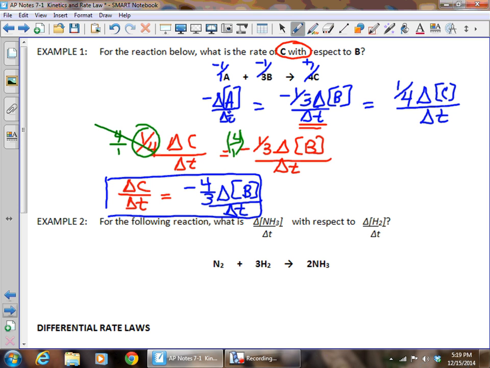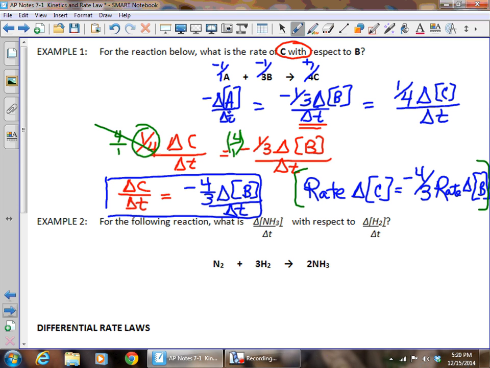Now, shortcut, I want you to write it the way I've shown it here, but there's a shortcut you might see for how you would write that. The rate of change of C is going to be equal to negative 4/3 the rate of change in B. And again, that's one way of writing it, but most of the time I see AP writing it like this. So it's a little more complex looking statement, and I want you to be familiar with seeing that.